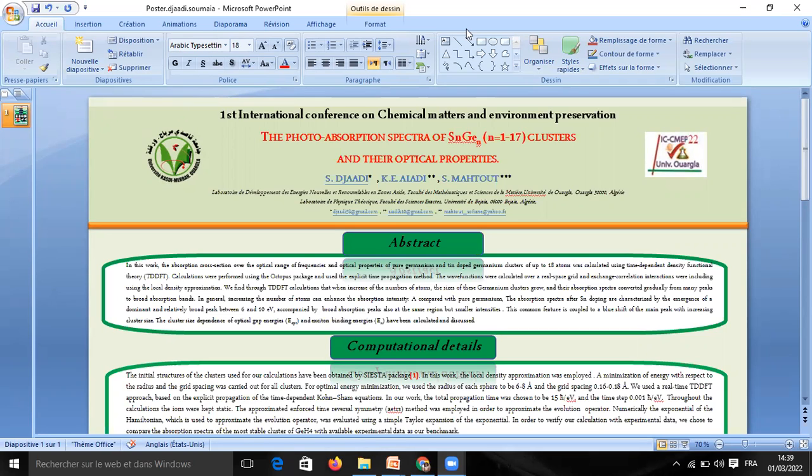The title of my poster is The Photoabsorption Spectra of the Germanium Clusters and Their Optical Properties. Abstract: In this work, the photoabsorption spectra and optical properties of single and double germanium clusters up to 18 atoms were calculated using time-dependent density functional theory, performed using the Octopus code. We find that when the number of atoms increases, the spectra convert gradually from many peaks to broad absorption bands. We also find a blue shift of the main peak with increasing cluster size.